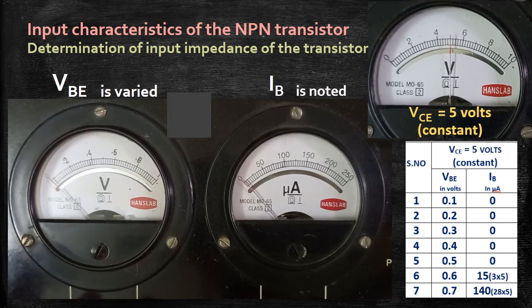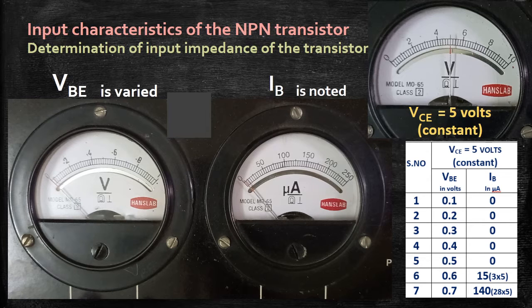The important parameter of the transistor is input impedance. The input impedance parameter of the transistor can be found out by drawing the graph called the input characteristics curve. Are you clear? While measuring the input impedance, which one must be kept constant? VCE must be kept constant.